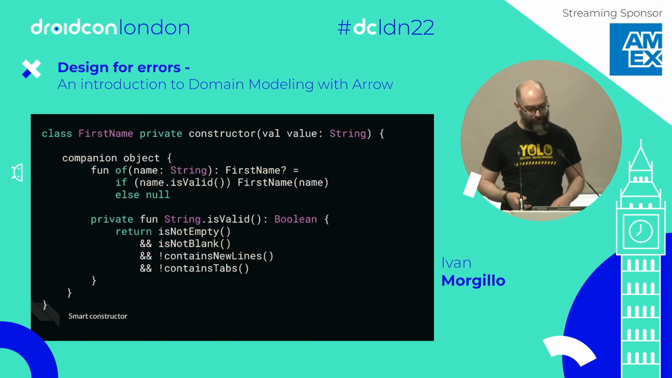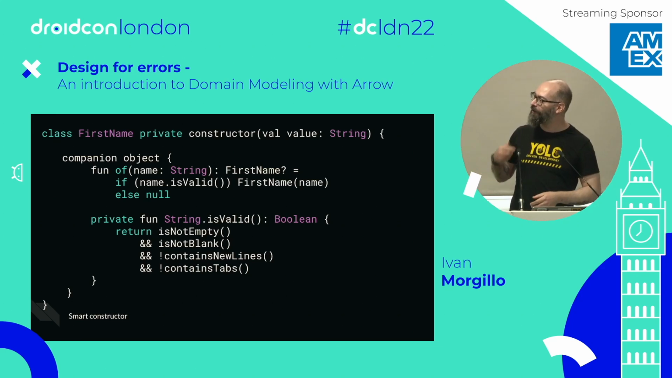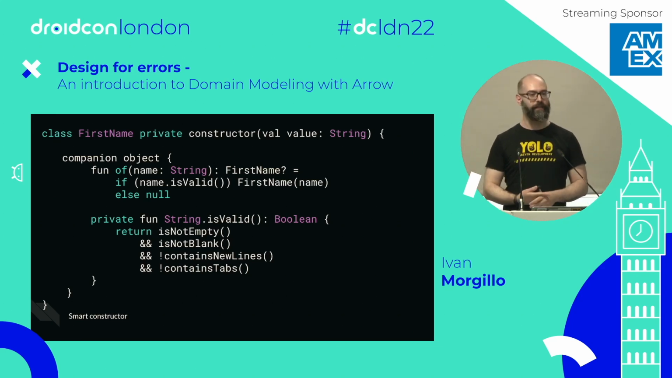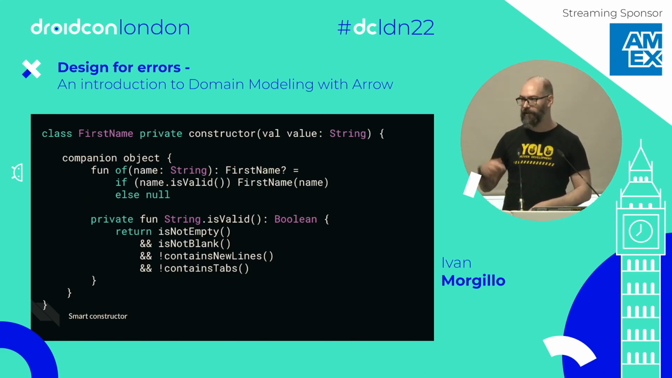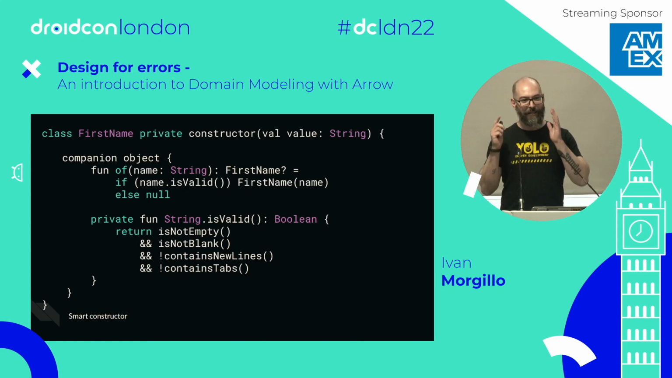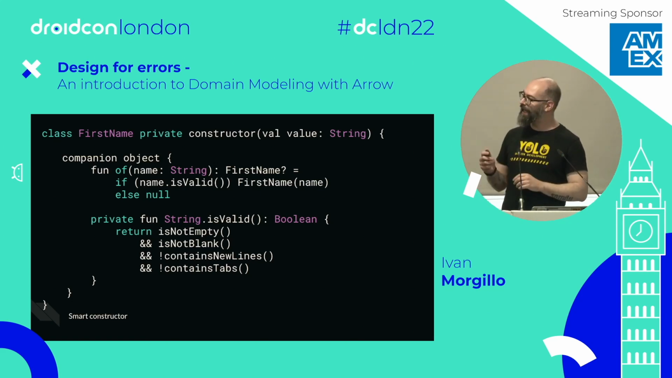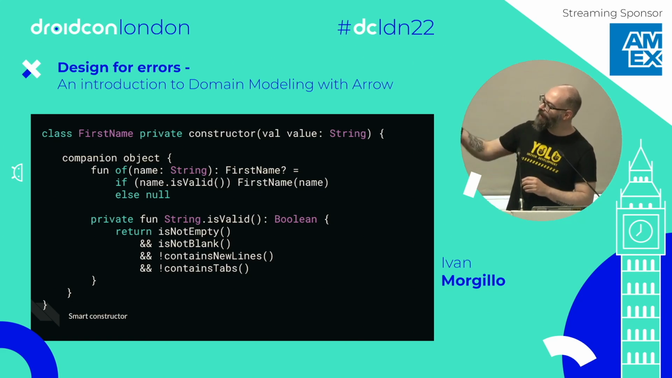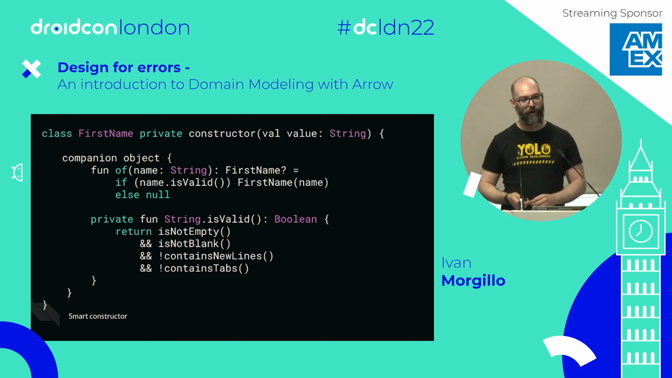You create something called a smart constructor, because people are fancy. It's just a factory. That's it. It's a static method on your class, but this gives you the opportunity to validate the input, because I don't want an empty string, I don't want tabs, I don't want numbers, I don't want new lines. It has a bit of validation, and now I have a function that gives me a valid first name or null.